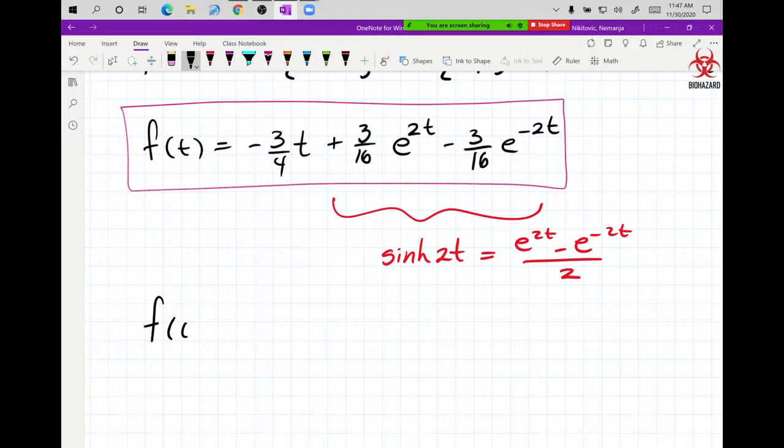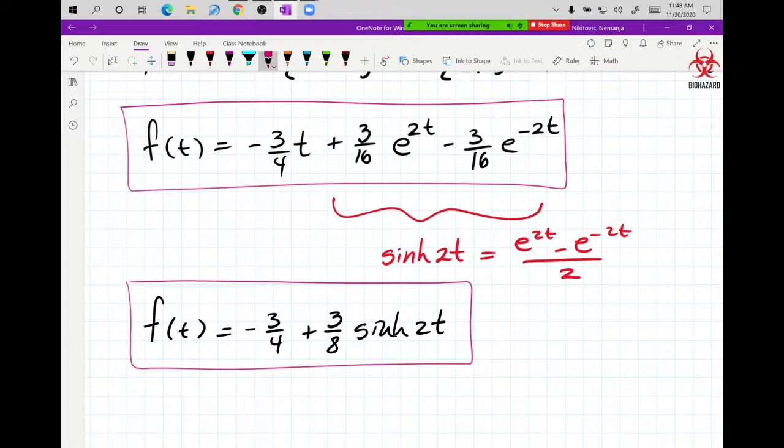So this is going to be f of t is equal to negative 3 over 4 plus 3 over 8, and then you have your sine hyperbolic of 2t. Now this answer is way better than the top answer, because you don't have too many calculations. That is 1, 2, and then 3, 4, 5, 6, 7, 8, 9. 9 calculations in this one, right?